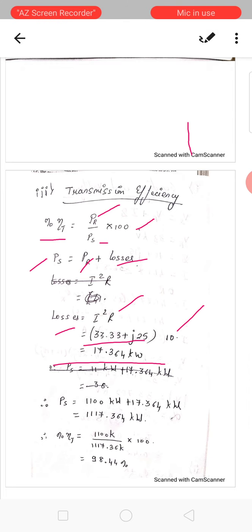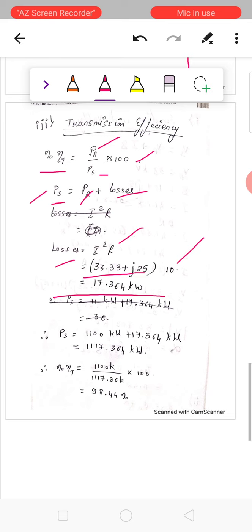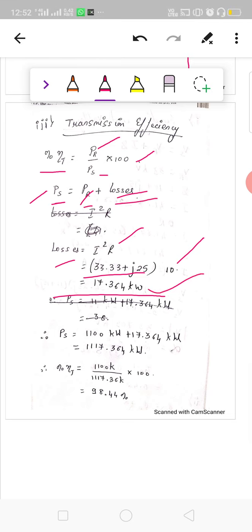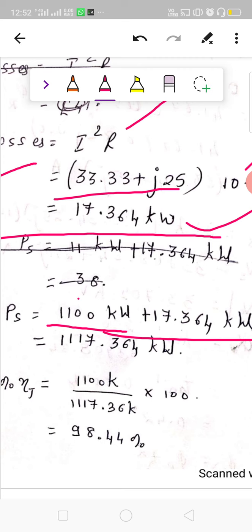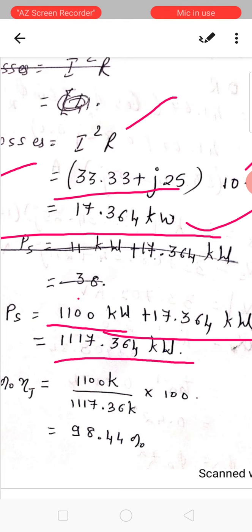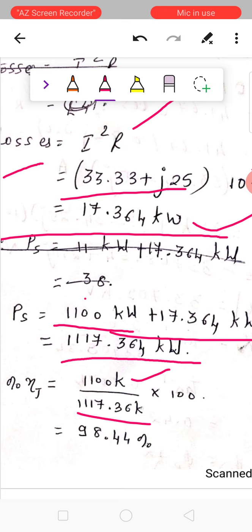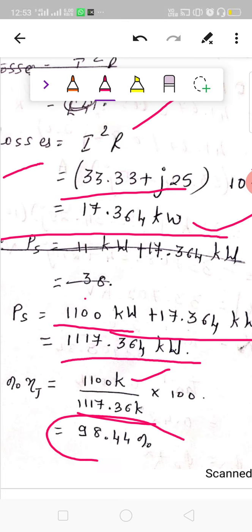Now to find Ps, I need Pr plus losses. Losses I have calculated. Pr I already have as 11,000 kilowatts. So 11,000 kilowatts plus 17.364 kilowatts is 11,017.364 kilowatts. So the transmission efficiency is output by input into 100, and it works out to be 98.44%.